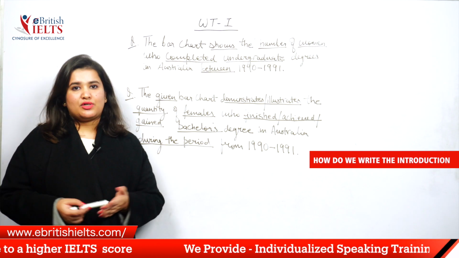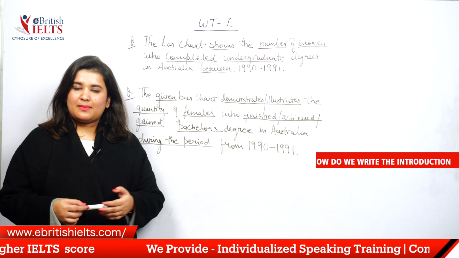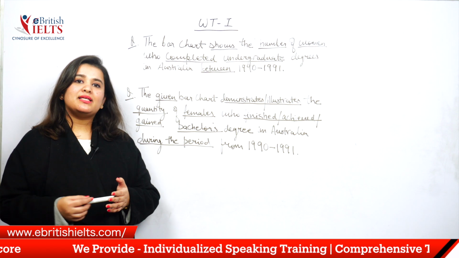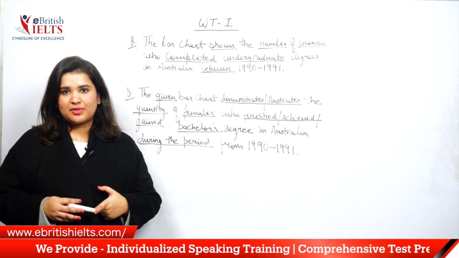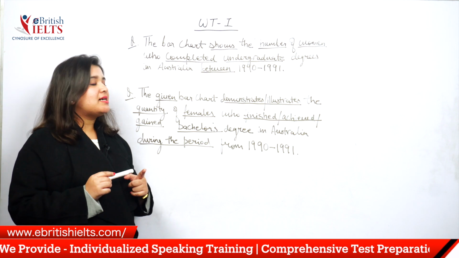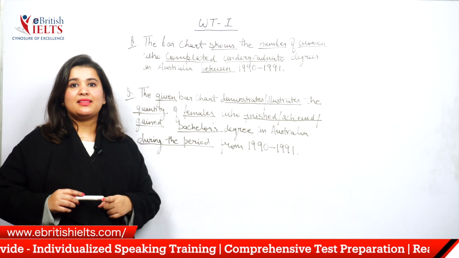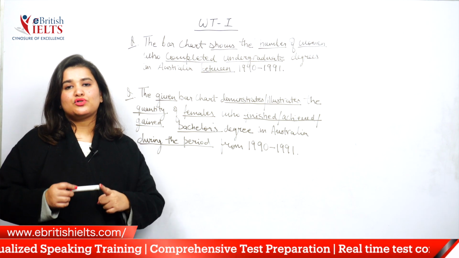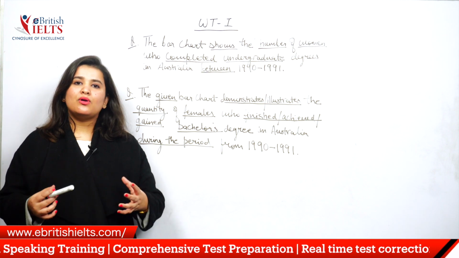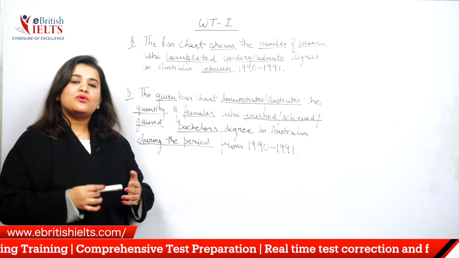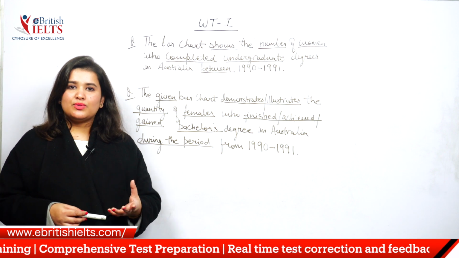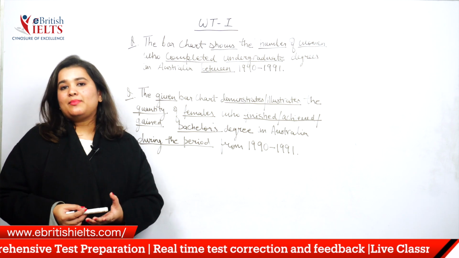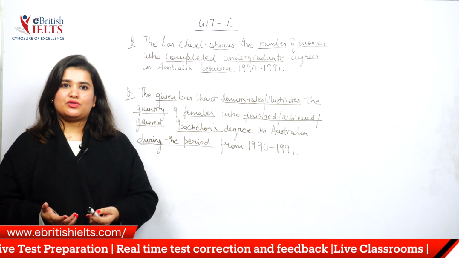So how do we write the introduction? Now we do something called paraphrasing. Paraphrasing means writing the given question in your own words while using some appropriate synonyms or vocabulary. But make sure writing the question in your own words does not mean that you alter the meaning of the question. The meaning of the question should be as it is. It should not change at all, because then the whole point of your writing will be irrelevant. So you have to paraphrase in such a way while using appropriate vocabulary, appropriate synonyms or antonyms, and while making sure that the whole meaning of the question is not changed.